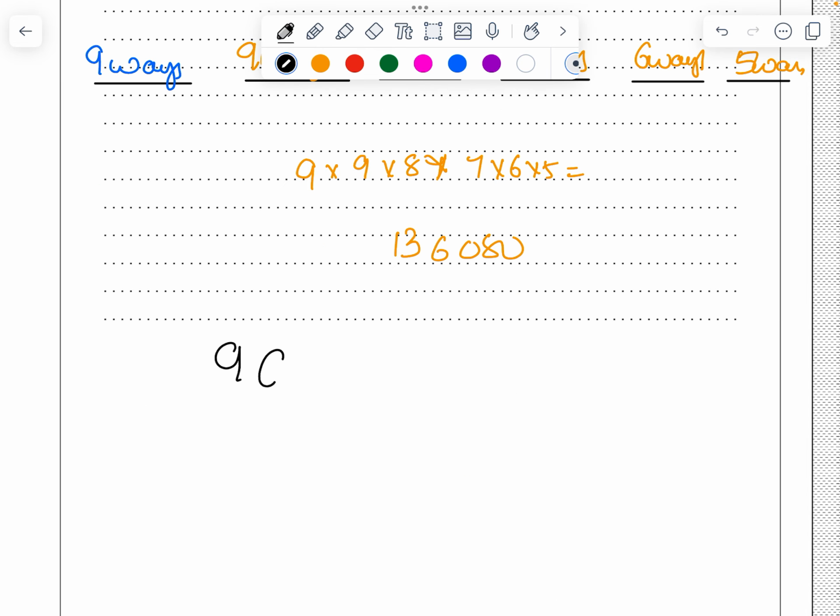Out of 9 digits, I should choose 6 digits. It can be done in 9C6 ways, but they should be in increasing order. There can be only one way for increasing order. So that is just only 9C6, which is 84.